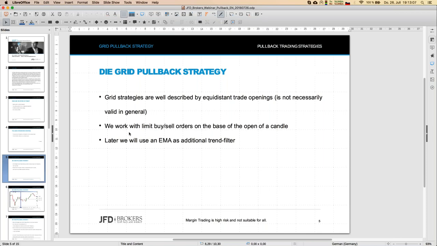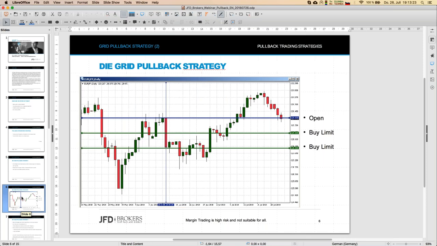So what we do is we work with buy and sell limit orders on the base of the open of a candle. And what we do additionally is that we use an EMA as an overall trend filter. Let me illustrate this in the next chart here, because we don't go for several candles movements. No, we start always at the open of a candle.